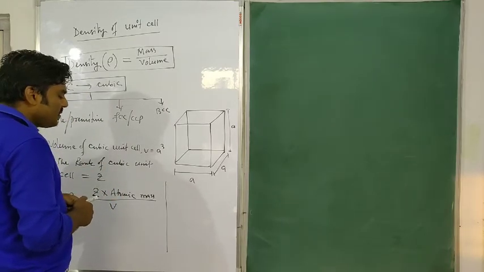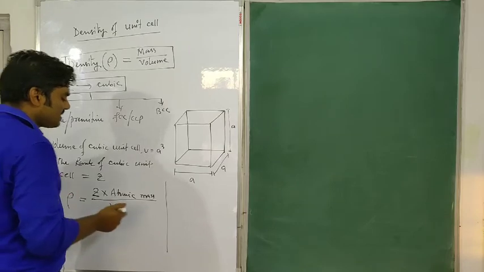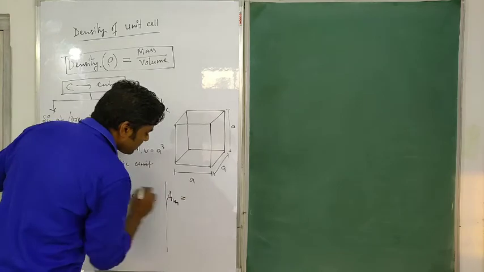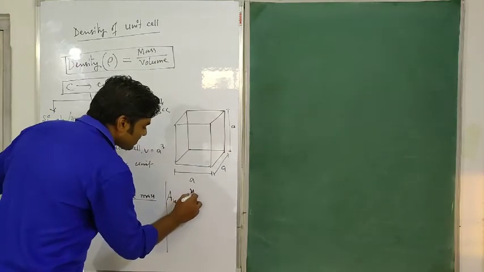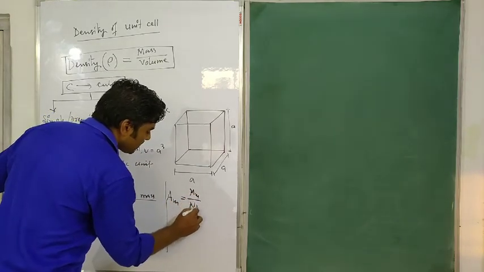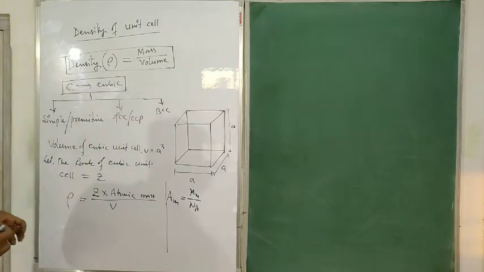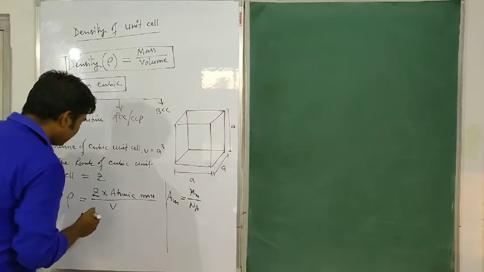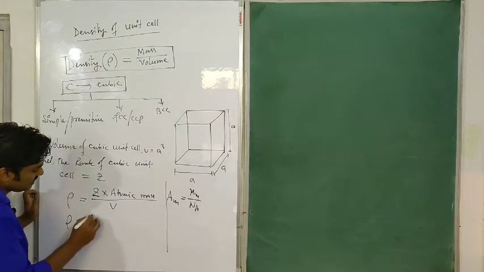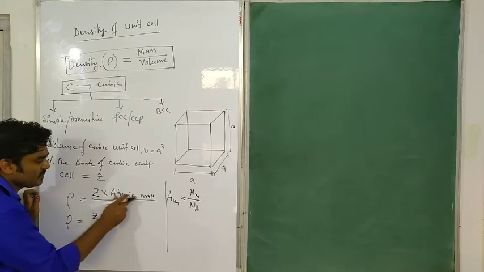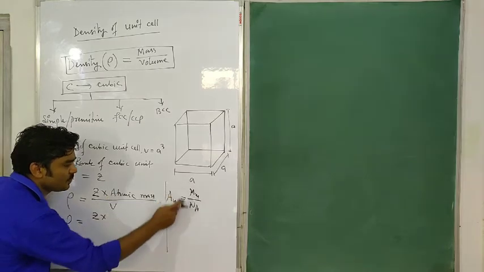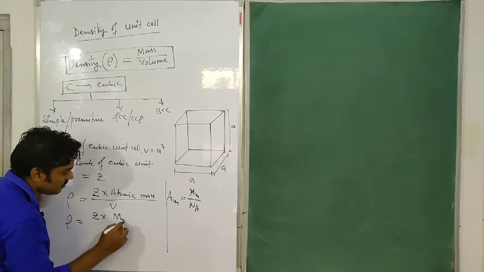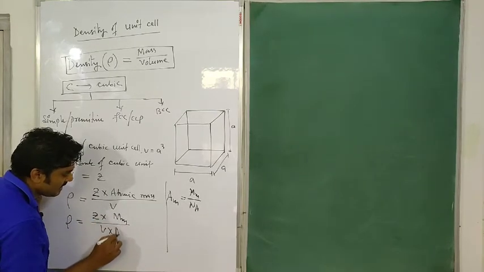So we know that atomic mass is equal to molar mass divided by Avogadro's number. We know it very well. Atomic mass is equal to molar mass upon Avogadro's number. So here we have Z into atomic mass. In place of atomic mass, just put the molar mass divided by Na. So here I will put Z into molar mass upon V into Na.